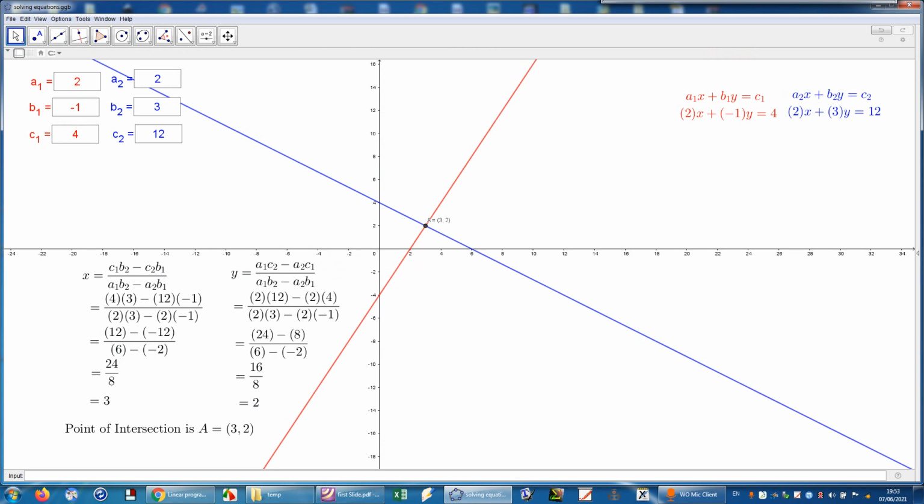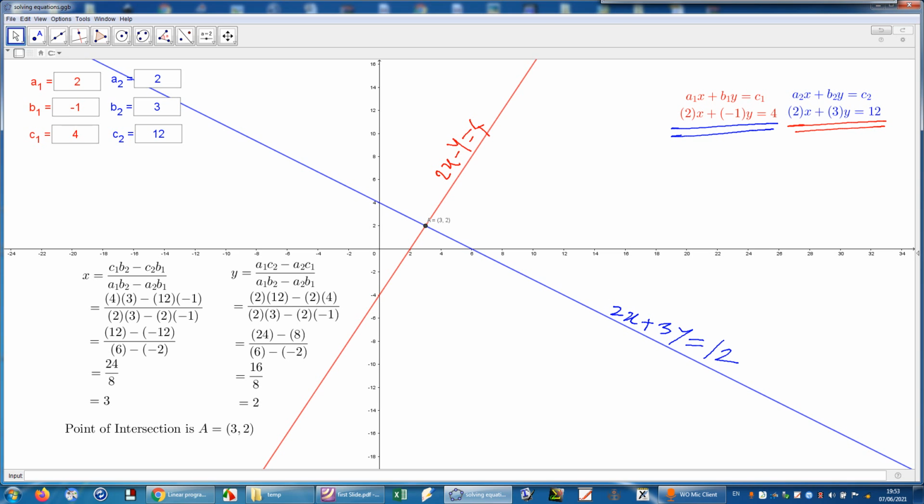Here we are having two lines. 2x minus y is equal to 4 is the first line, and the second line is 2x plus 3y is equal to 12. So 2x minus y is equal to 4 is represented in red color here, and the second line, which is represented in blue color, is 2x plus 3y is equal to 12.